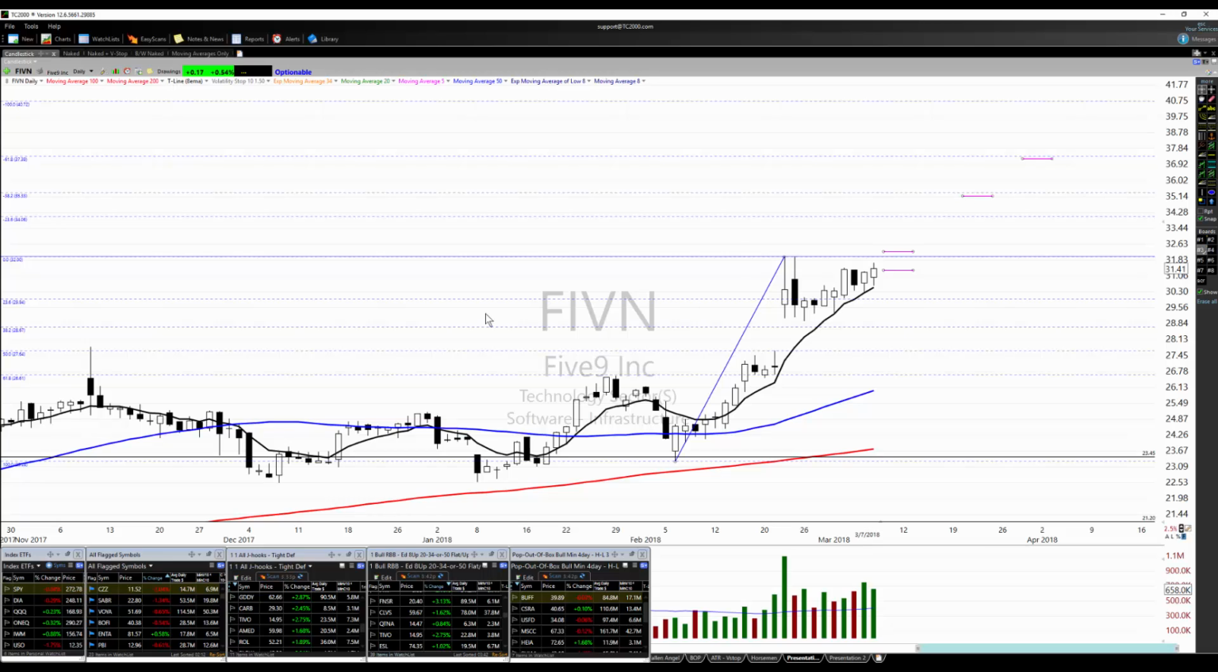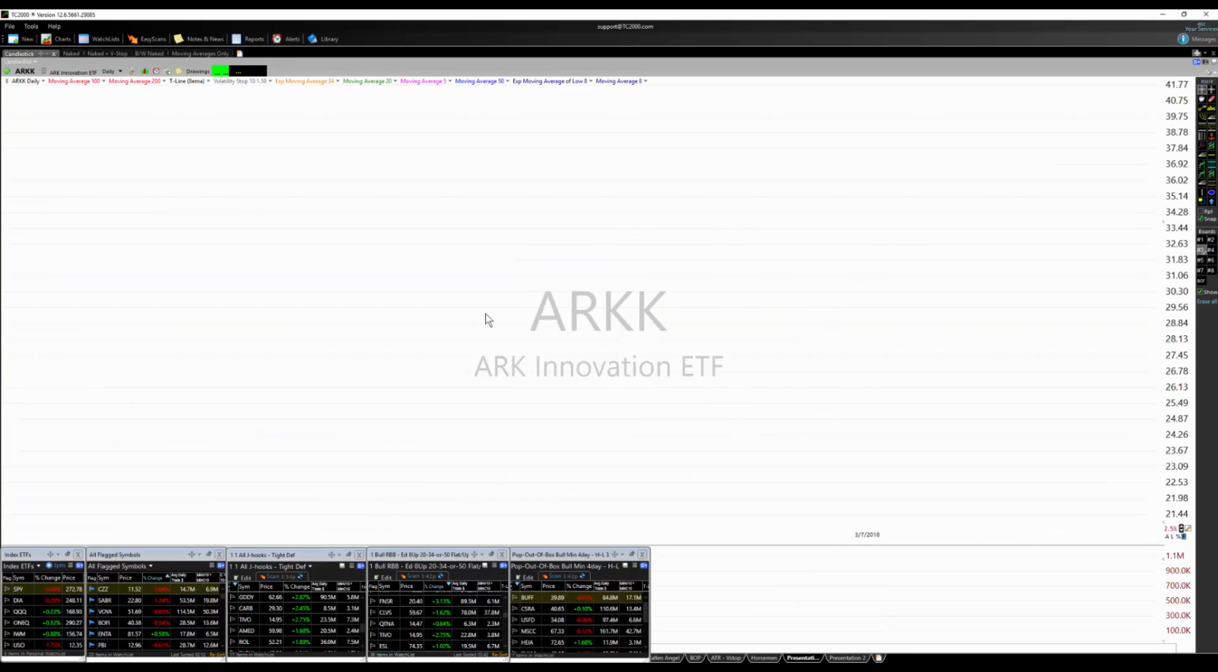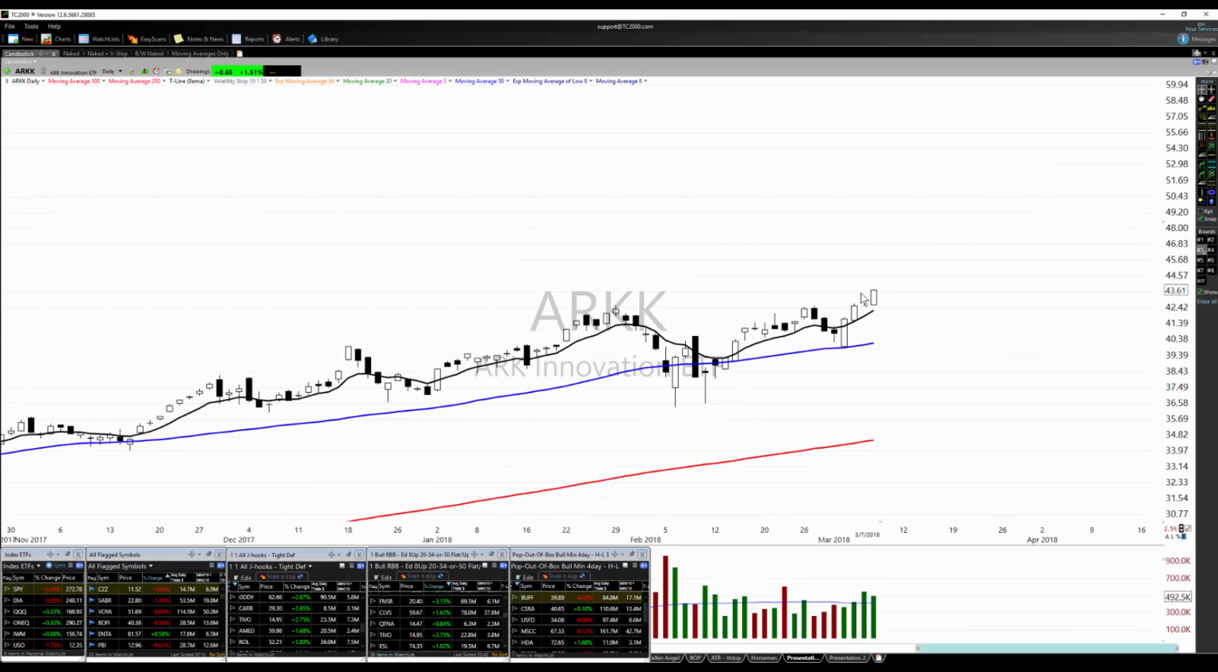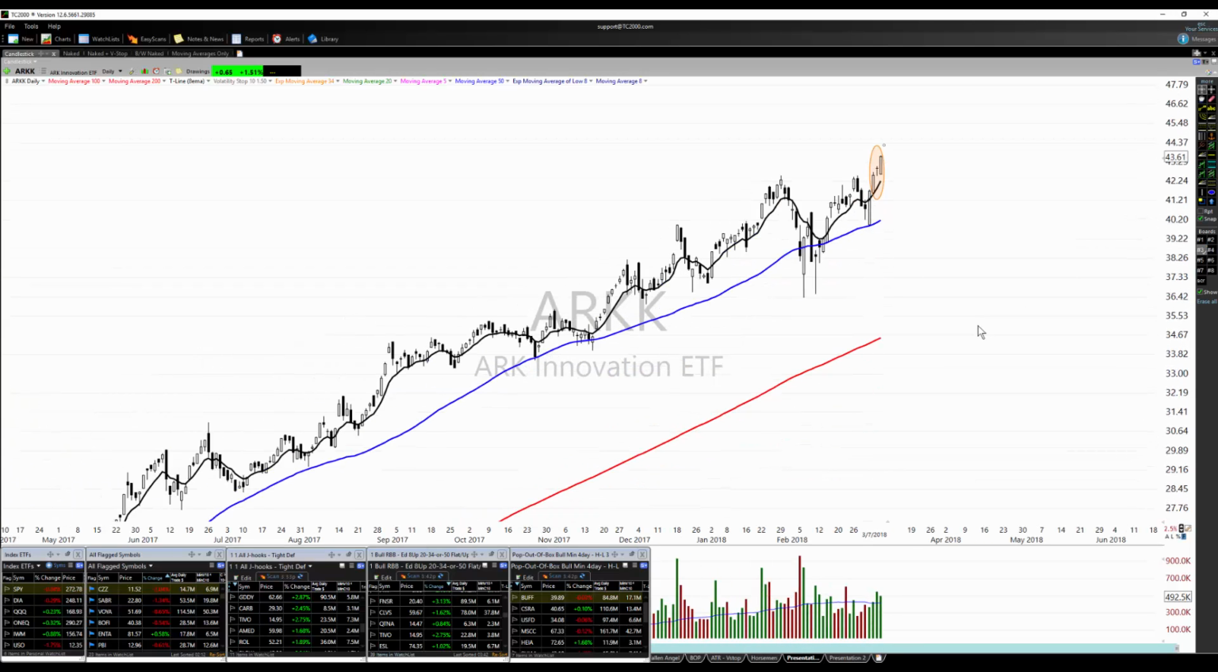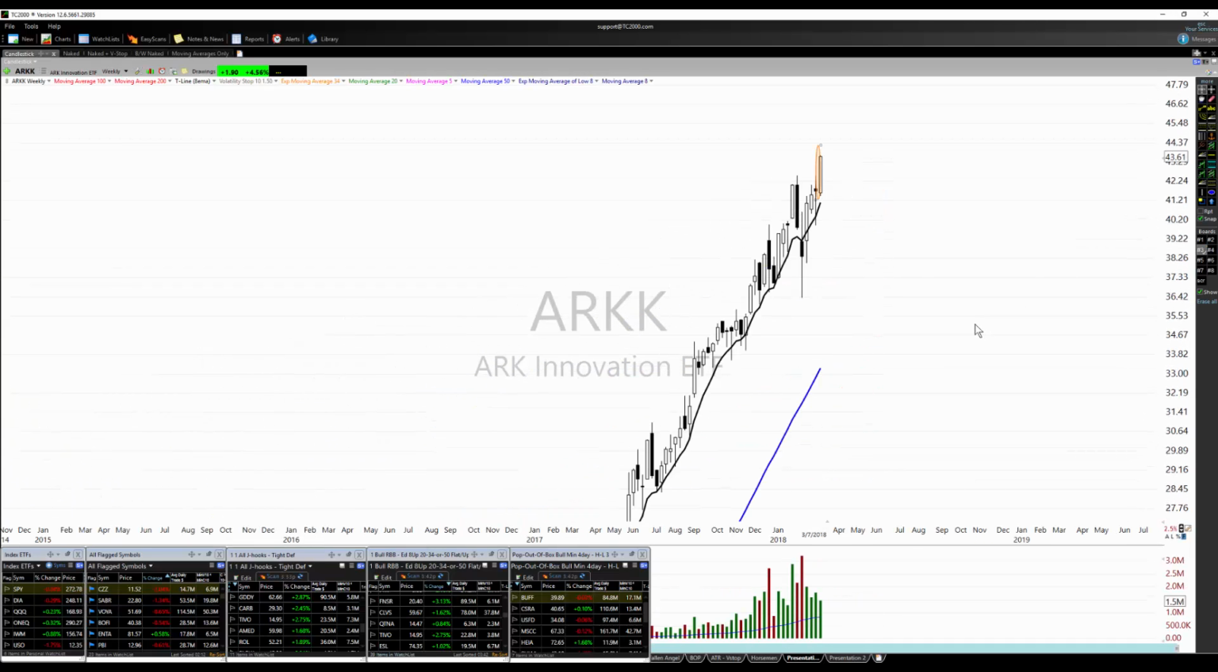ARKK. Okay, so we've got a doji continuation pattern here. Somebody might call it a doji sandwich. Let's look at a weekly chart. We're at all-time highs, it looks like.